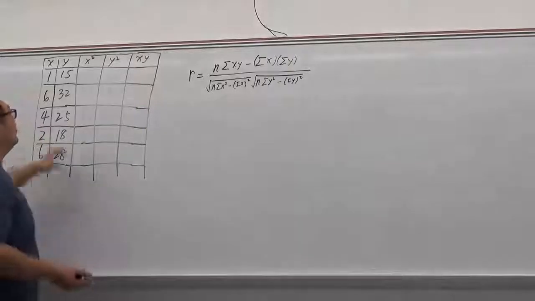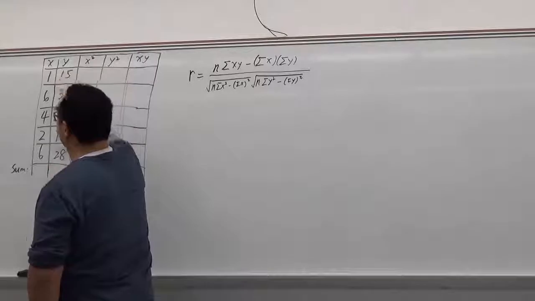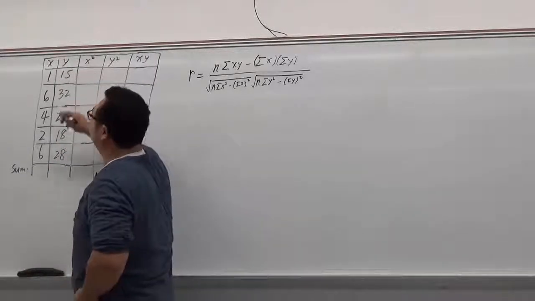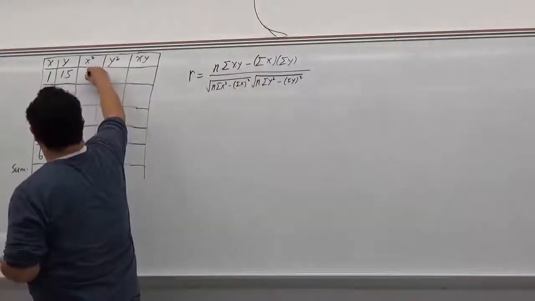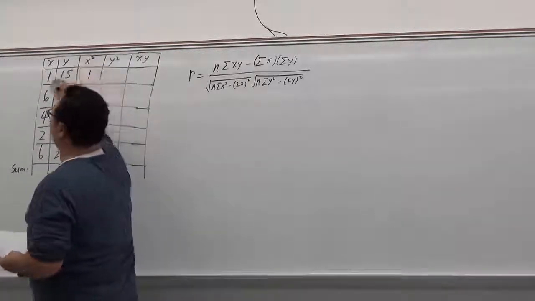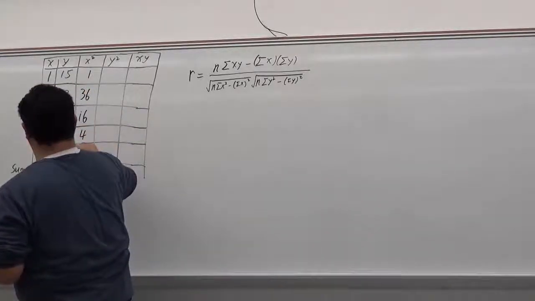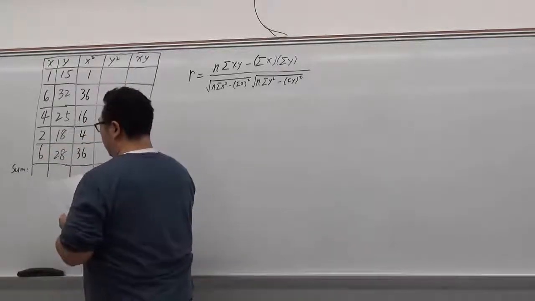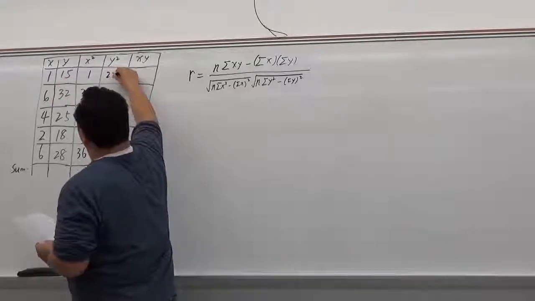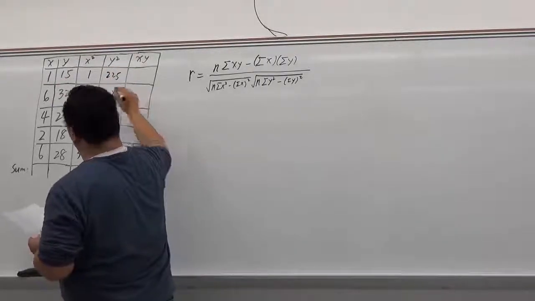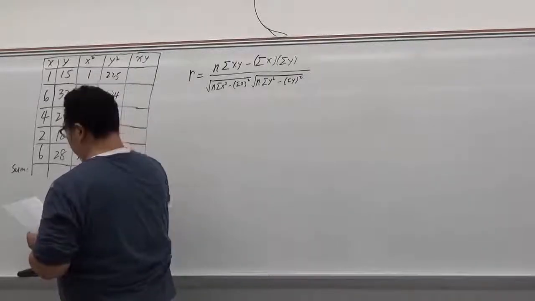Then what we do is fill out the table first. We have the data x and the data y here. We need to find the square of x, which is the numbers here: 1 squared, 36 is the square of 6, and so on. And the square of y here, we're taking the square of 15, 32, and so on, 25 squared, 18, and 28.